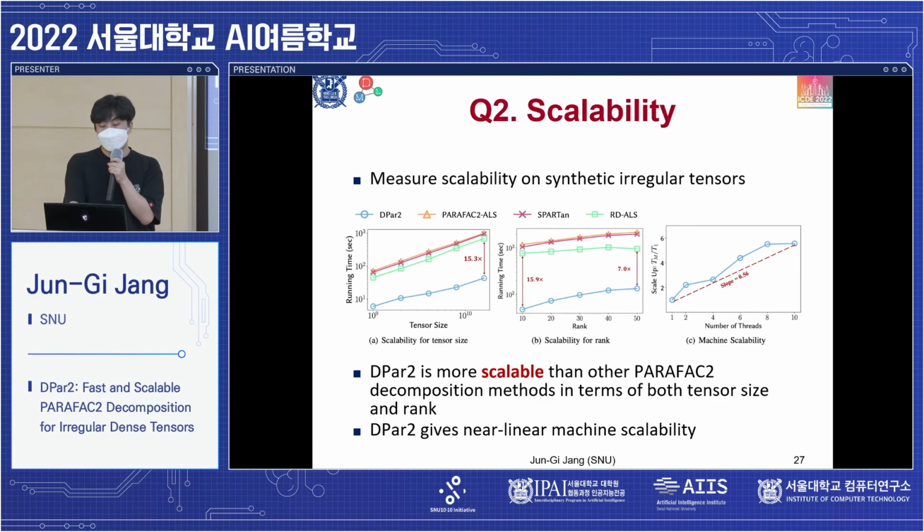Now we evaluate scalability in terms of tensor size, rank, and number of threads on synthetic irregular tensors. Note that tensor size and rank are related to the size of an input tensor and the size of an output tensor, respectively. So the first 2 figures show that DPar2 is more scalable than other PARAFAC2 decomposition methods in terms of both tensor size and rank. And also, DPar2 gives near linear machine scalability as shown in the last figure.